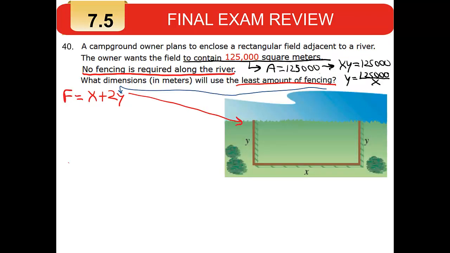This one is a fenced-in area around a river, so you only need 3 sides. So you call the sides that are perpendicular to the river y, and the other x. It doesn't matter what letters you use, but that's one way to do it. And you're given that the area is 125,000 square meters, so that allows you to figure out what y is in terms of x, but you're trying to minimize the amount of fencing. Well, the amount of fencing is not 2x plus 2y because you don't have that fourth side, it's just x plus 2y.